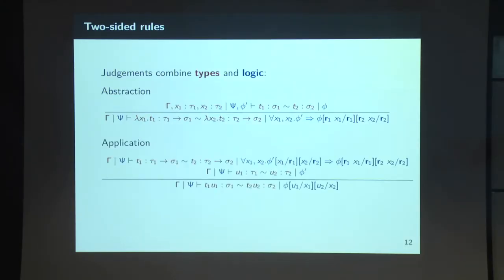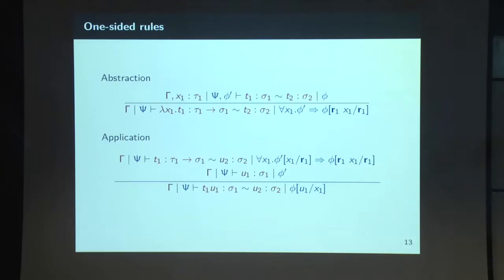The application rule is dual. You just say that t1 and t2 are two functions with the precondition phi prime and the postcondition phi. And then u1 and u2 are the two arguments related by phi prime. So the applications must be related by phi. Okay.